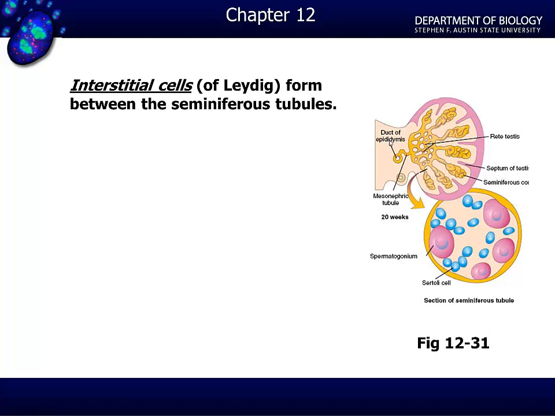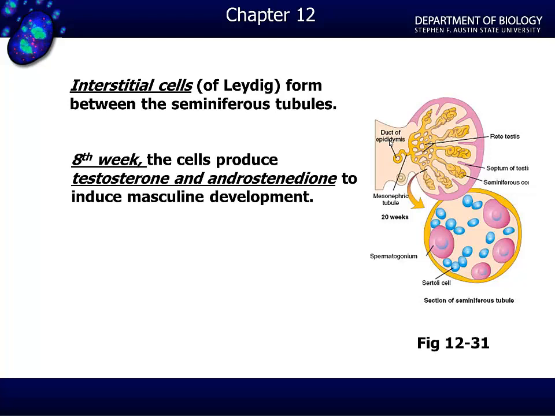Now some of the cellular components that we have present, we can see interstitial cells of Leydig, and these interstitial cells, which are between the seminiferous tubules, are going to be the ones producing testosterone. Now, these cells will begin to do that around the 8th week of development. In addition to testosterone, they'll also be producing another androgen, androstenedione. And again, these are going to lead to that masculine development and the development of secondary male characteristics.